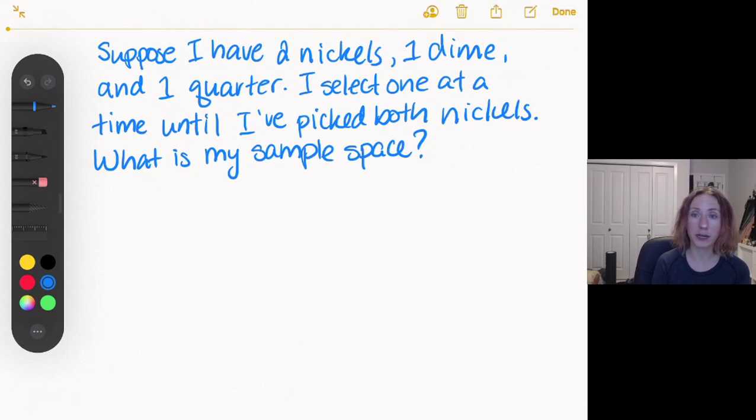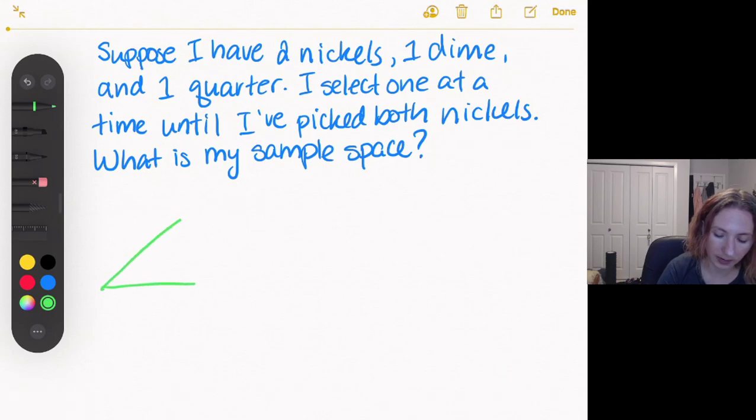So when we make our tree diagram, we're going to have to keep this in mind. So we can think my first action, when I haven't done anything, the things that I might pick out are a nickel, a dime, or a quarter.